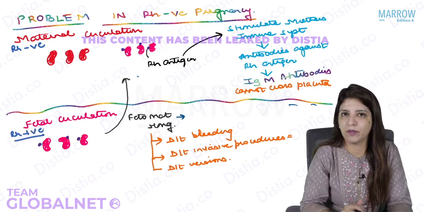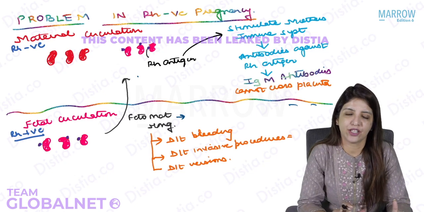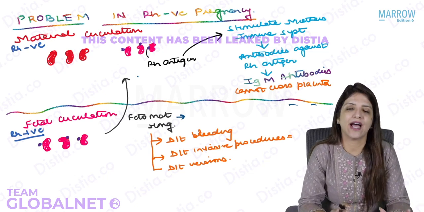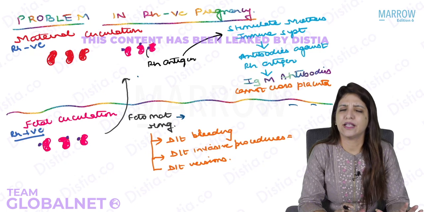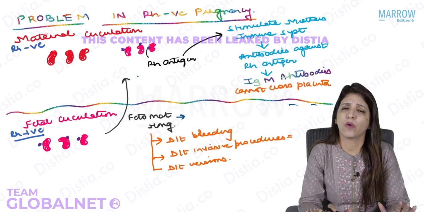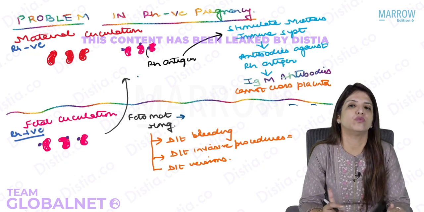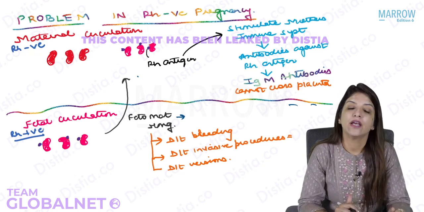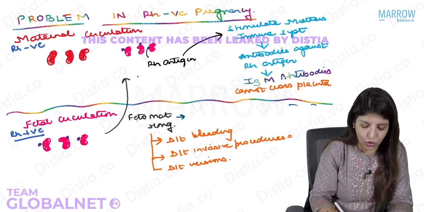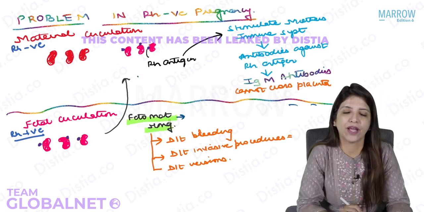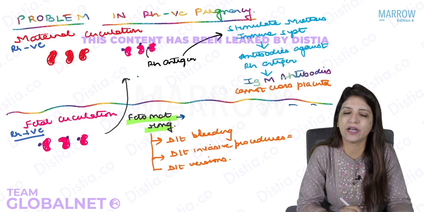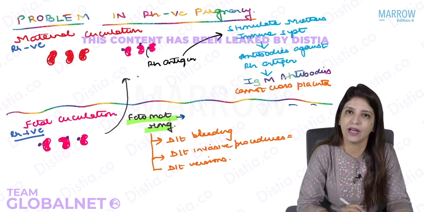So what is the problem? See, in Rh negative pregnancies, the problem is that during pregnancy, there are so many instances when there are chances of fetal blood leaking into the mother's blood. There are chances of feto-maternal hemorrhage. Fetal blood entering into the mother's blood, that is what is called feto-maternal hemorrhage.